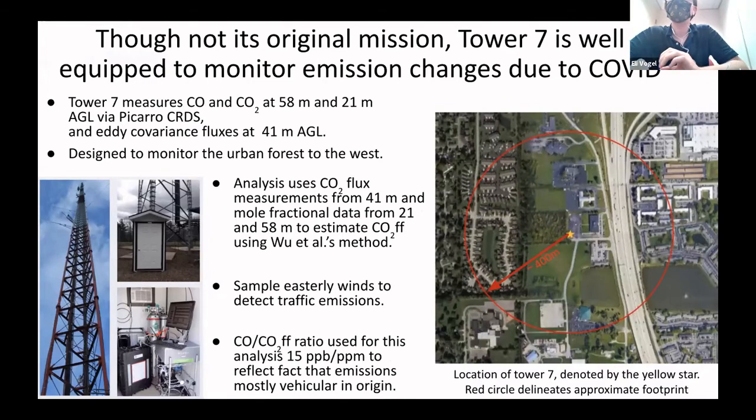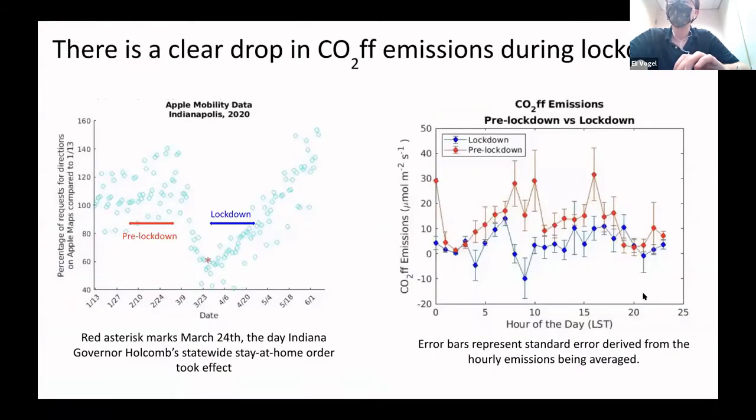So the problem with inventory models is that they're not as good at monitoring specific events, but FlexTower should be better at that. To see if that's the case, we have Tower 7, shown by the star on the Google Maps image to the right. It's in the western part of Indianapolis. The red circle indicates the approximate footprint of the tower, about 400 meters in diameter. It was originally meant to monitor emissions from the urban forest to the west, but when COVID-19 resulted in an extended lockdown in Indianapolis in 2020, this was a good chance to see how the pandemic affected traffic emissions from Interstate 465 to the east.